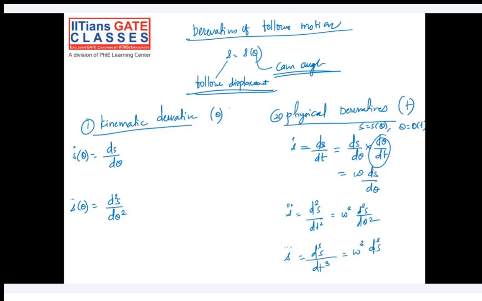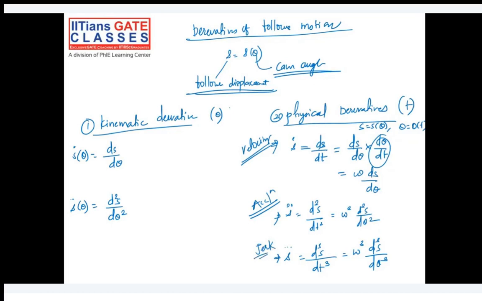Can you tell me what is this first thing? This is basically the velocity. Correct. This is nothing but the velocity. ds by dt, the first derivative with respect to time, represents the velocity of the follower. What about this? This is the acceleration of the follower. And what is the third derivative? Can anyone tell me? It is jerk.